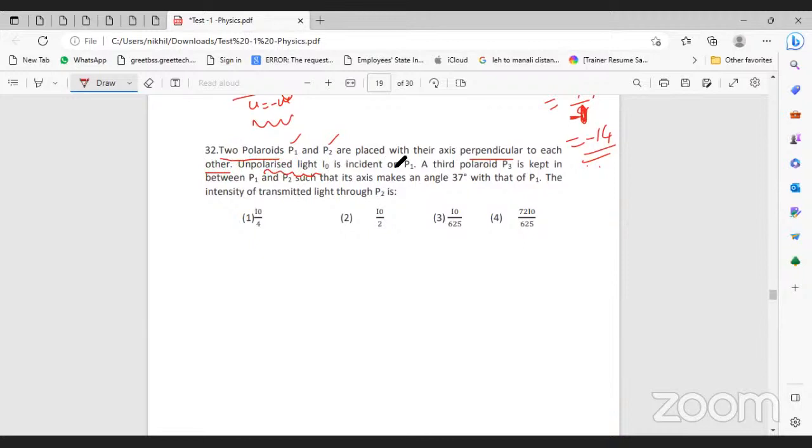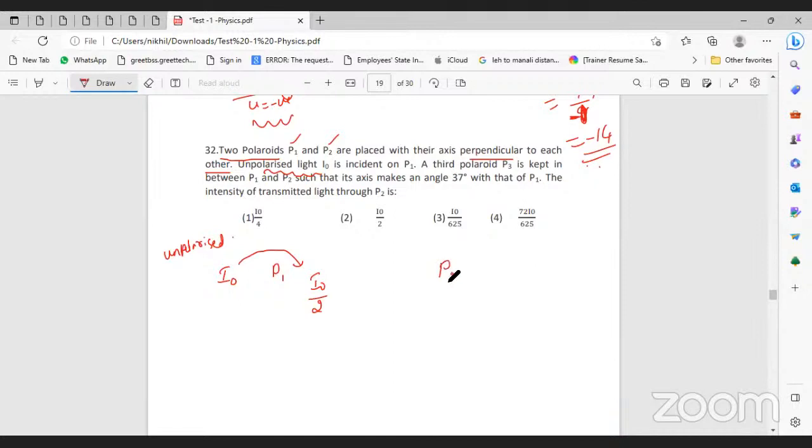Unpolarized light I0 is incident on P1. Please remember, it is unpolarized. It is incident on the first polaroid P1. After coming from P1, half of the intensity, I0 by 2, will be polarized if it is unpolarized. Now a third polaroid P3 is kept between P1 and P2.